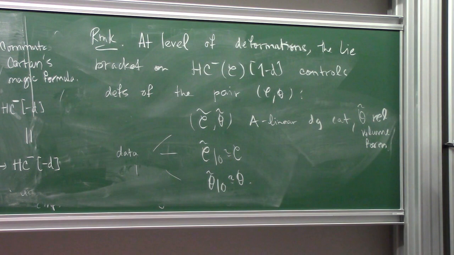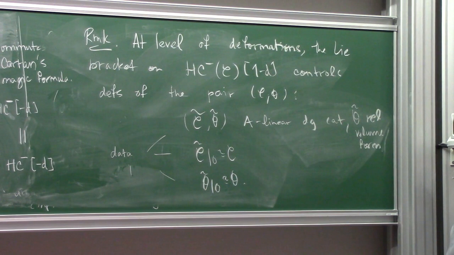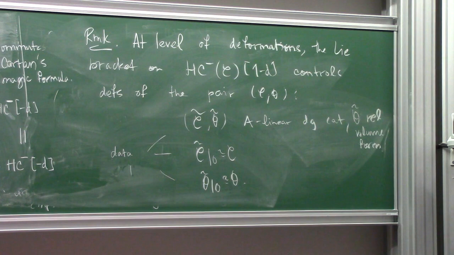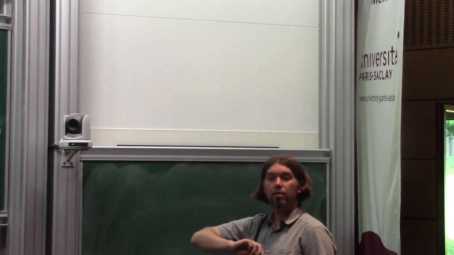You mean stabilizer, direct stabilizer? It's not going to be a stabilizer this time. It's not being an action. It's going to be like the fiber of a period map. This confused me for a little while. Let me say what it is. Okay. So I could say it in terms of automorphisms, but it's a little more complicated, so let me say it in terms of deformations.